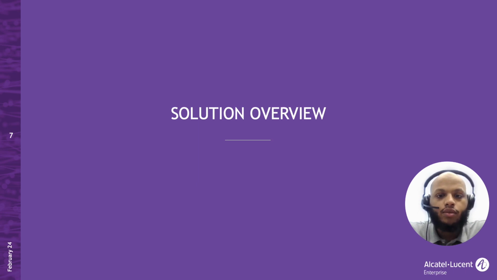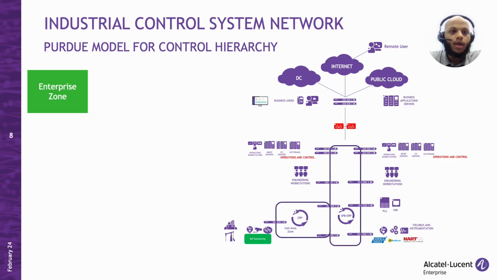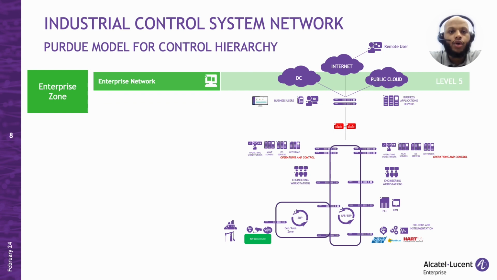So we'll now go through the solution overview and the reference architecture as well. So the Purdue model was created by Purdue University, which is widely adopted and was created to define best practices between industrial control systems and business networks. This reference model is also part of the standard in IEC 62443. This model provides segmentation at different levels or zones, where each of them is responsible for a certain function or process. So there are 6 network levels in the hierarchy.